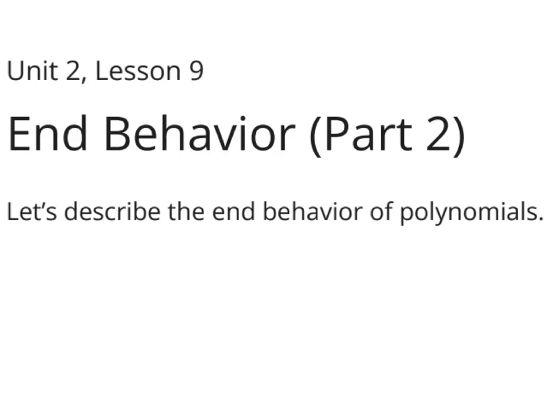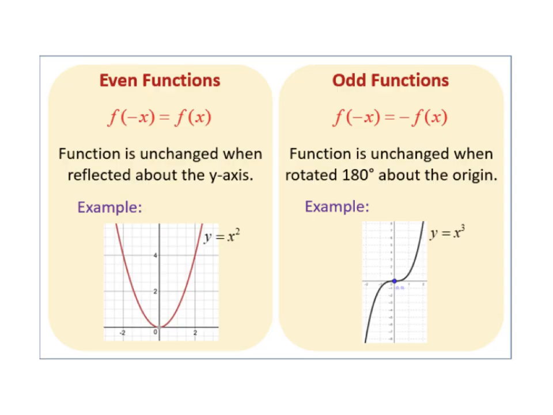Welcome to Unit 2, Lesson 9, End Behavior Part 2. Let's describe the end behavior of polynomials. Again, if we have x to an even power, both ends are going to wind up in the same spot. If we have x to an odd power, the ends are going to wind up in different spots. That's the whole point of this lesson and the previous lesson.